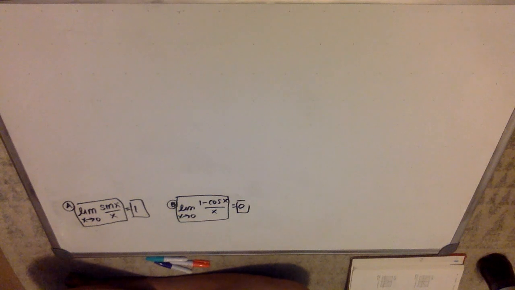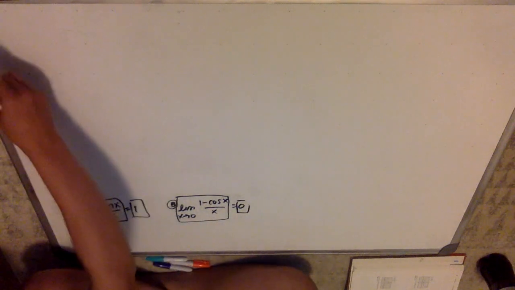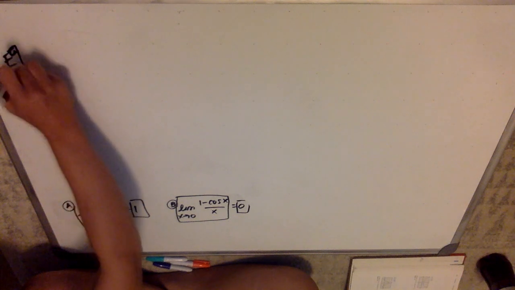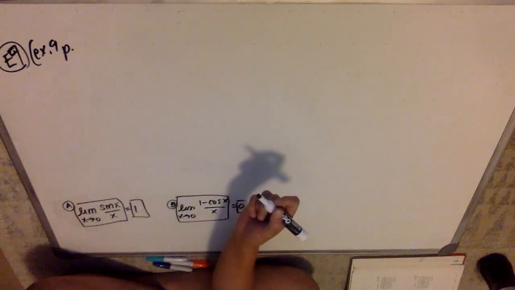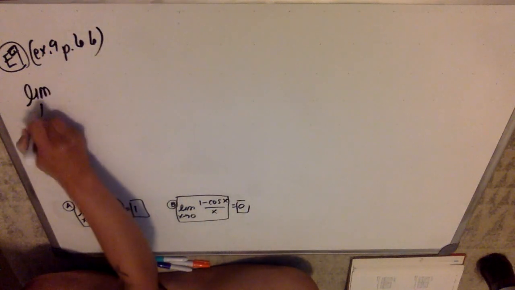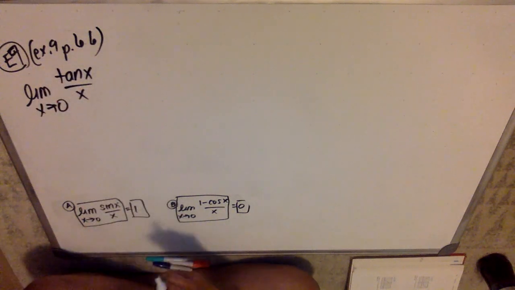So I'm going to actually borrow one from your book. This is our example 7, but it's going to be example 9 on page 66 of the book. So our example 7 is going to be example 9 on page 66, okay? So we are going to evaluate the limit as x approaches 0 of tangent x over x, right?